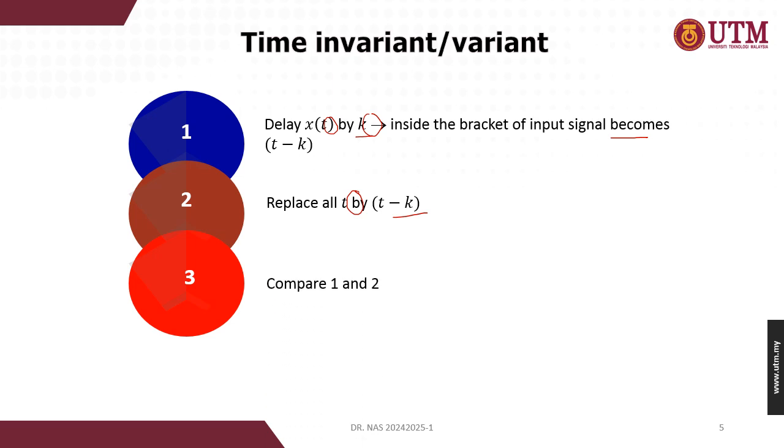And the third step, you need to compare the equation in step 1 and the equation in step 2, to identify whether this system is time invariant or variant. If 1 equals 2, the system is time invariant. If 1 is not equivalent to 2, it is time variant.